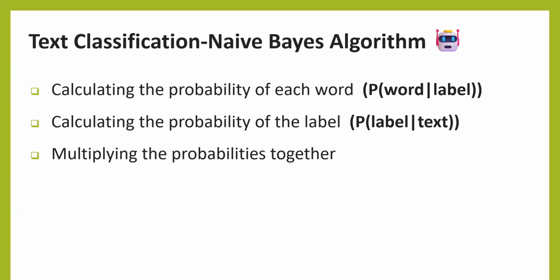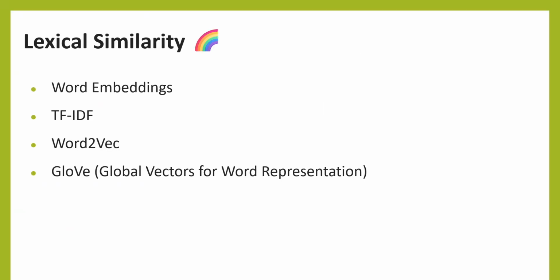However, it assumes that the words in a text are independent, which is not always the case. Next come the lexical similarity measures, which are used to compare the meaning of words in a text. There are different types of lexical similarity measures, like word embeddings. Word embeddings are a way to represent words as vectors in high-dimensional space. They are trained on a large amount of text data and can capture subtle differences in word meaning.